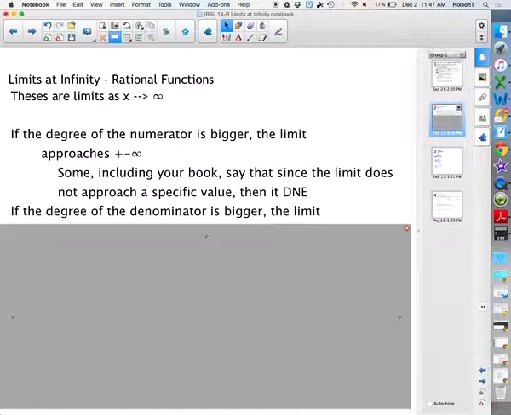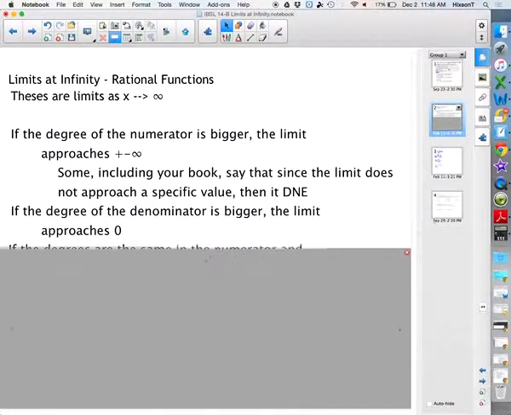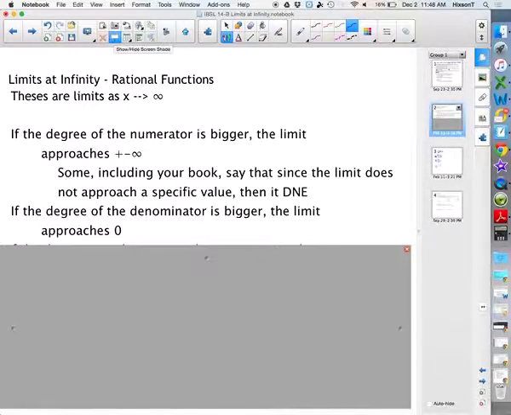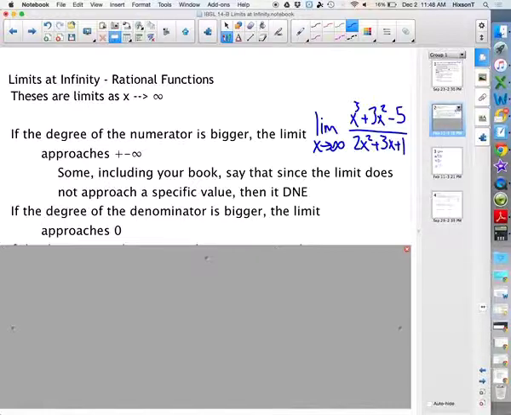Then we have the degree in the denominator being bigger. The limit's going to approach 0. So for example, let's say we had the limit as x approaches infinity of x cubed plus 3x squared minus 5 all over 2x squared plus 3x plus 1. The degree is bigger in the numerator. That's going to approach either positive or negative infinity. Therefore, there is no limit.